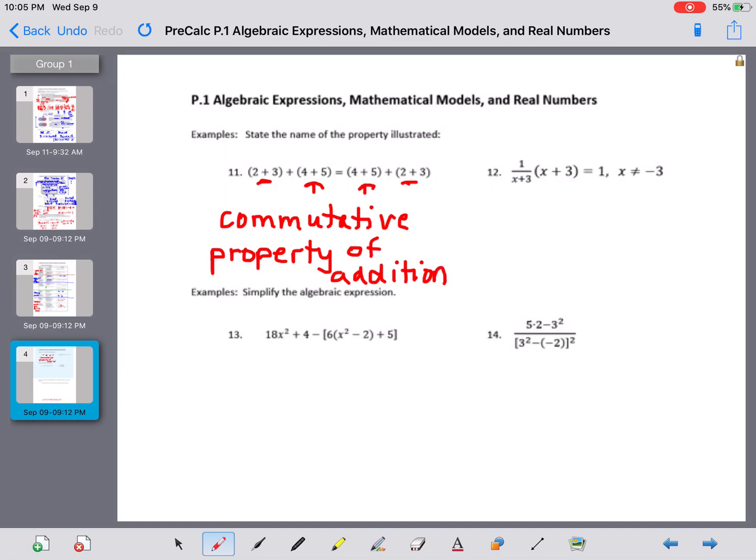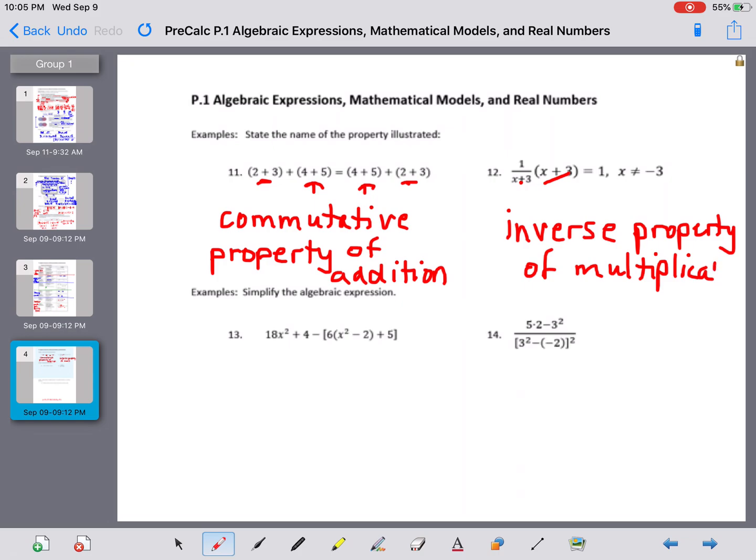All right, second one. 1 over x plus 3 times parenthesis x plus 3 equals 1. Well, once again, if you think about it, because these two things will cancel and you are equal to 1, that is the inverse property. Inverse is what wants things to cancel. And it looks like we have the inverse property of multiplication since we are trying to get rid of things by multiplying.